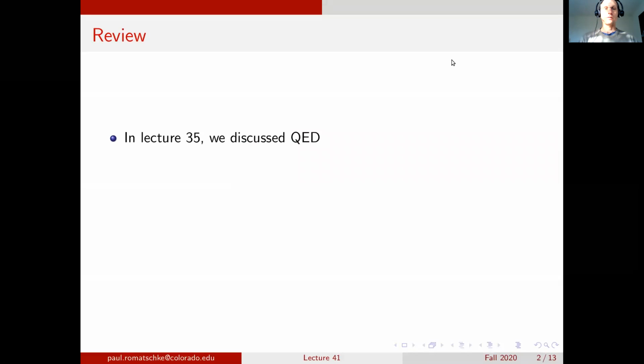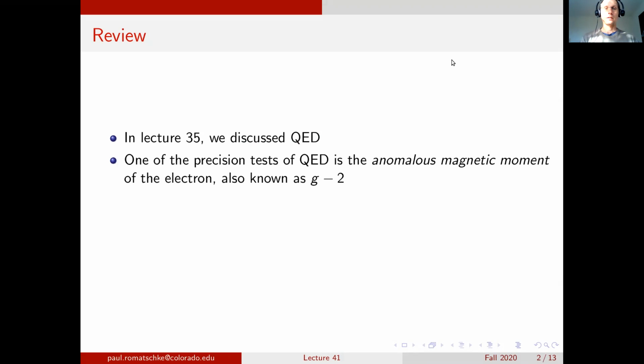Recall that in lecture 35, we discussed the setup for quantum electrodynamics, or QED for short. One of the precision tests for the theory of quantum electrodynamics is the so-called anomalous magnetic moment of the electron, also known as G-2.